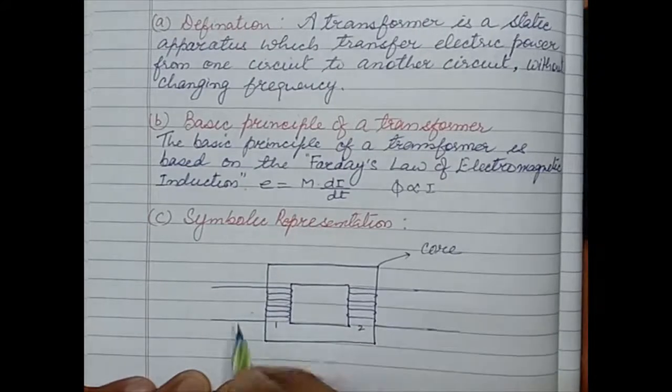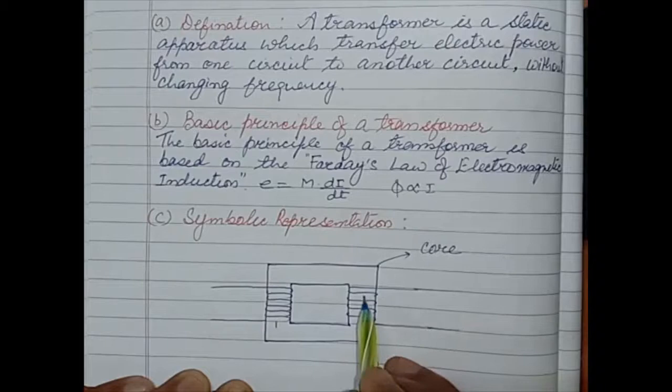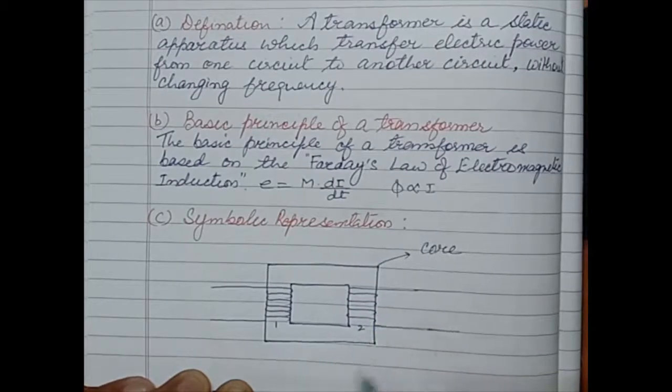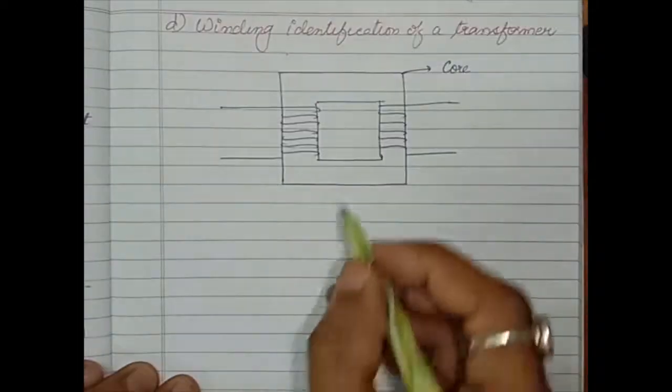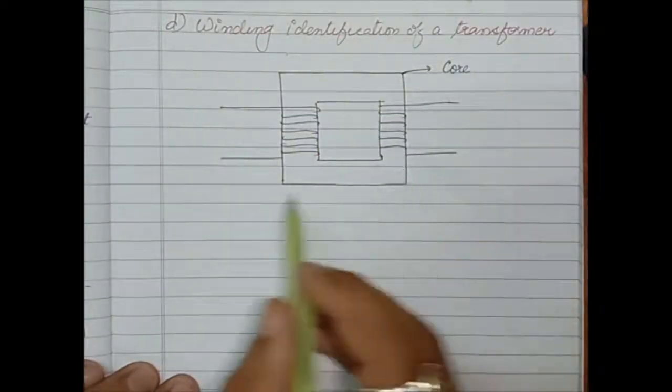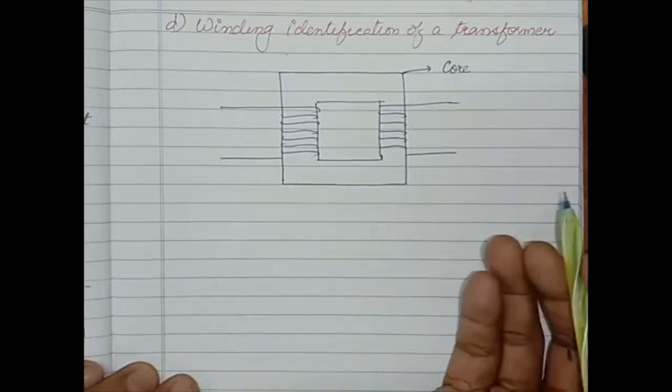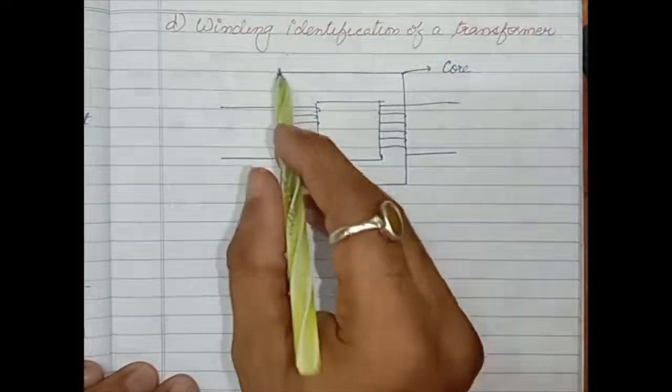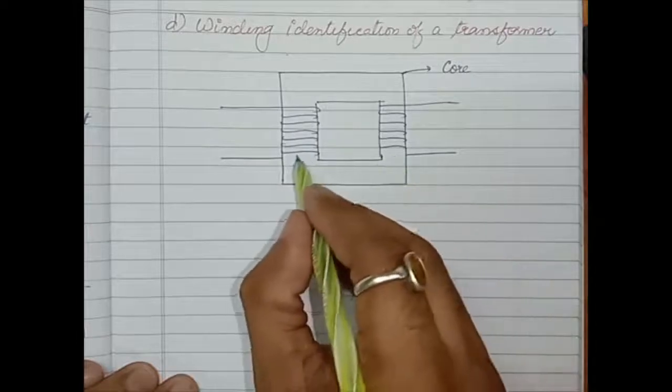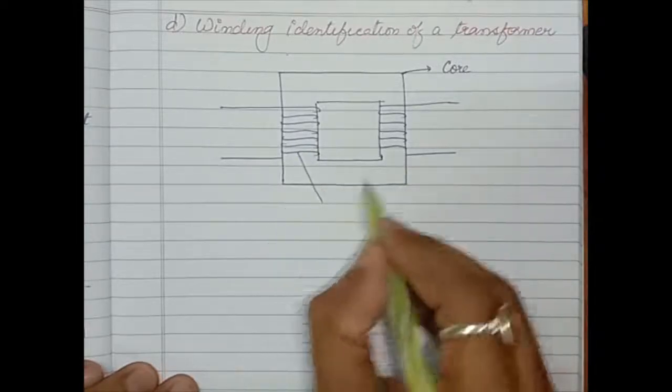Okay, so on one of the legs there is one set of winding, and on the other leg there is another set of winding. So now the thing is, how will we identify which one is the primary winding and which one is the secondary winding? See, this is the core and these are the windings.